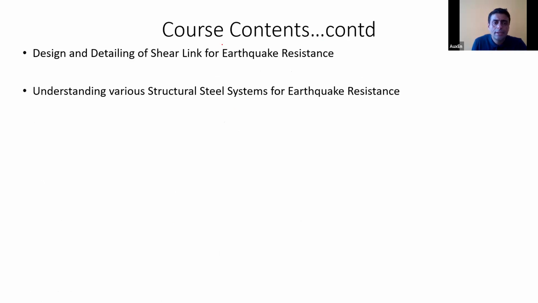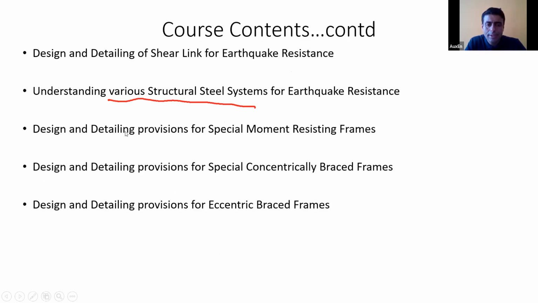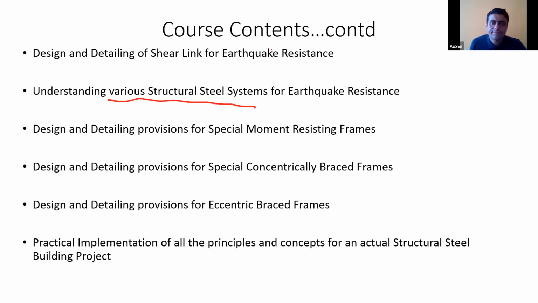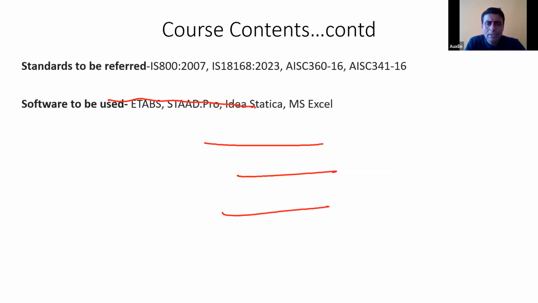And once you understand the elements, then we will go to the structural steel systems. So three structural steel systems we will discuss: SMRF, SCBF, and EBF. And then, as I told you just now, we'll take up an actual project to understand these things. So this was the approach, and these are the course contents. And of course, I have talked about the codes. Here 16 is written. You can make it 22 as well, because the 2022 revision was launched last year for AISC 360 and AISC 341.